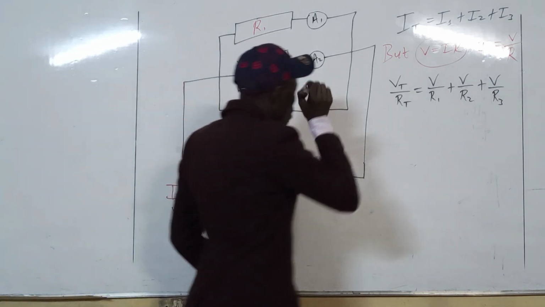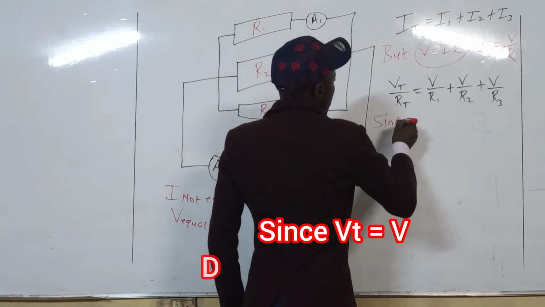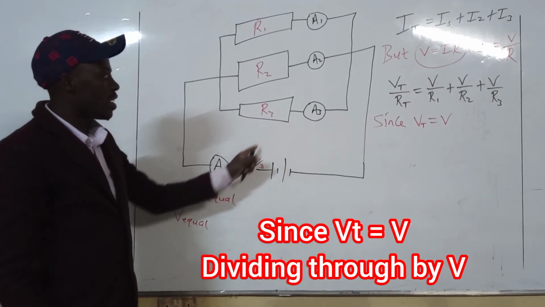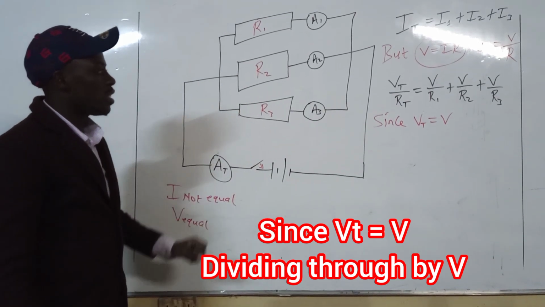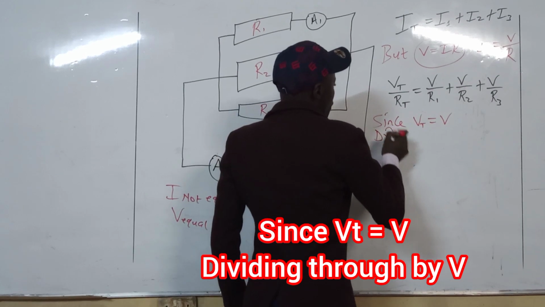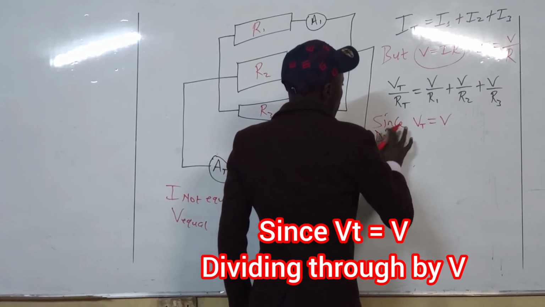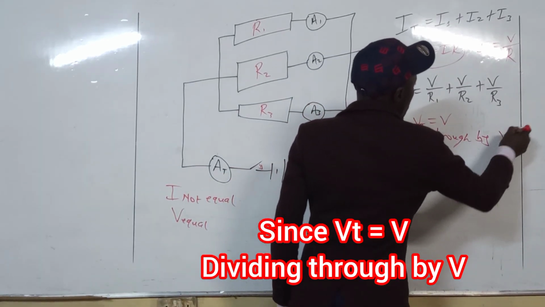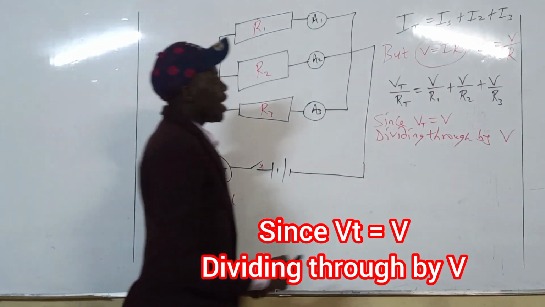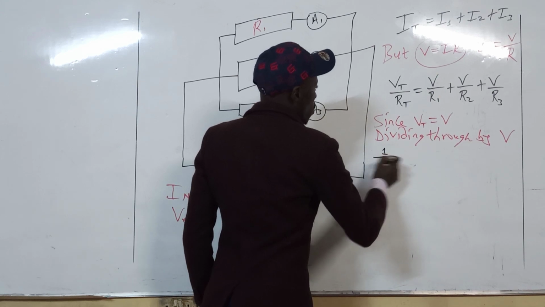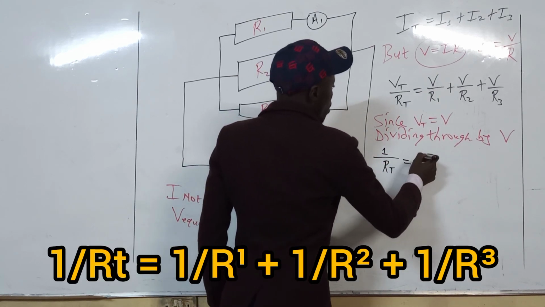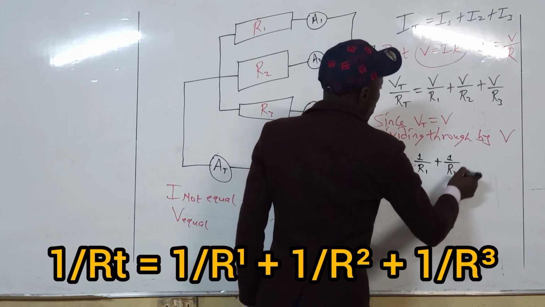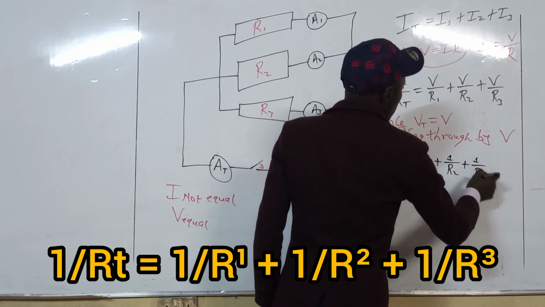In that case now, since total voltage is equal to V, in other words, the total voltage across the cells here is the same as the voltage across each of the resistors, then dividing through by V, if we divide everywhere by V, then we'll have 1 over RT is equal to 1 over R1 plus 1 over R2 plus 1 over R3.